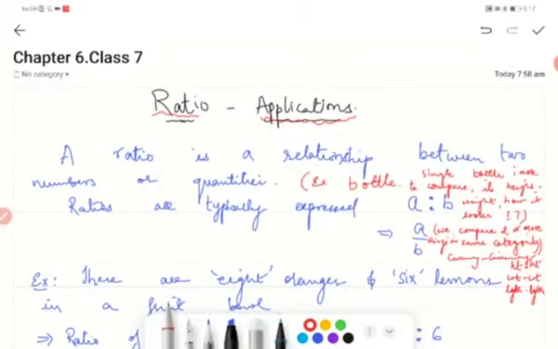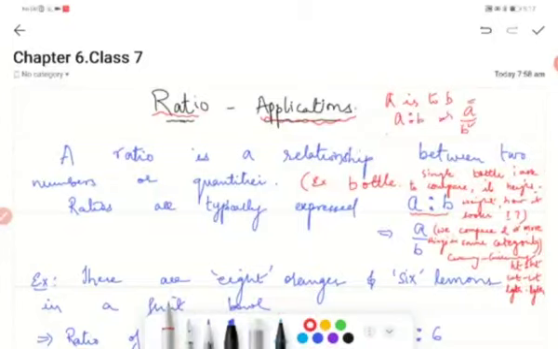So how is it expressed? A is to B. It is represented like this, A is to B, or this is nothing but A divided by B. So we are just comparing two objects.